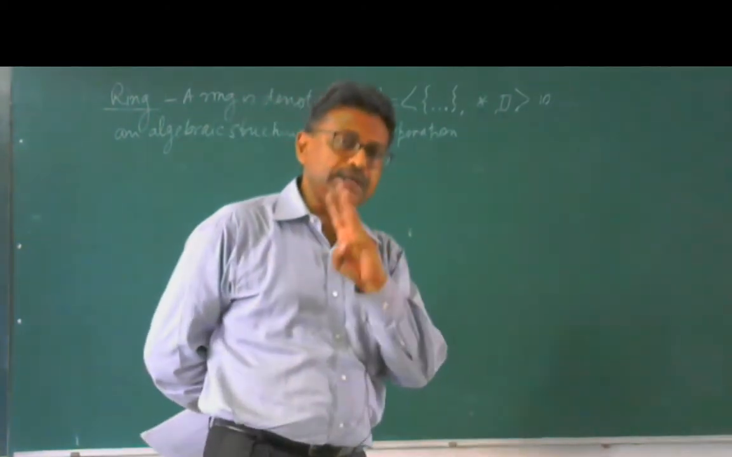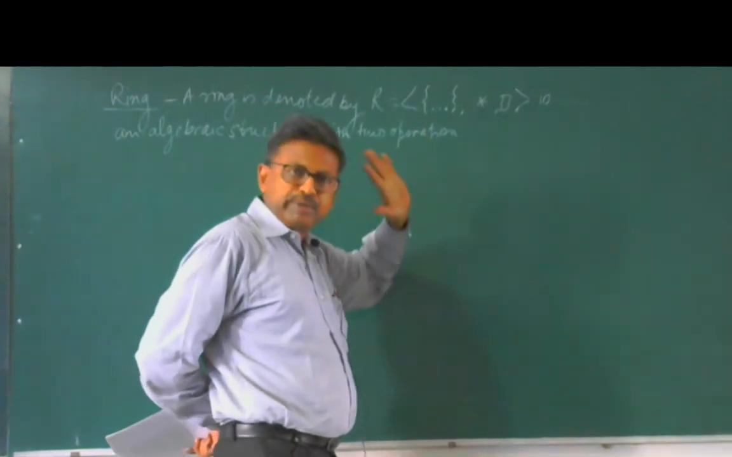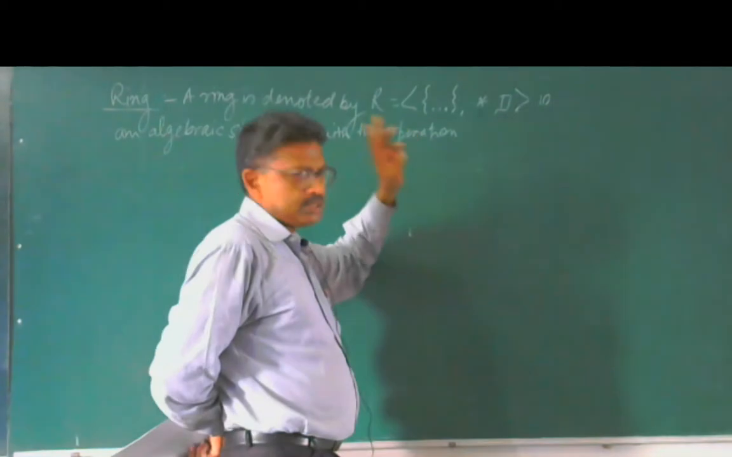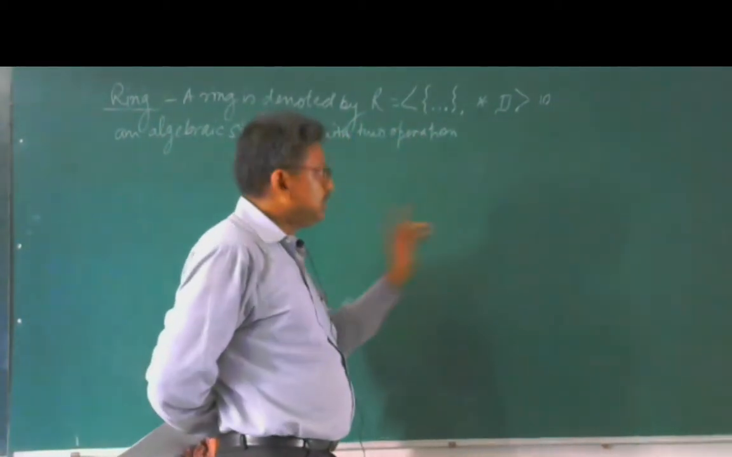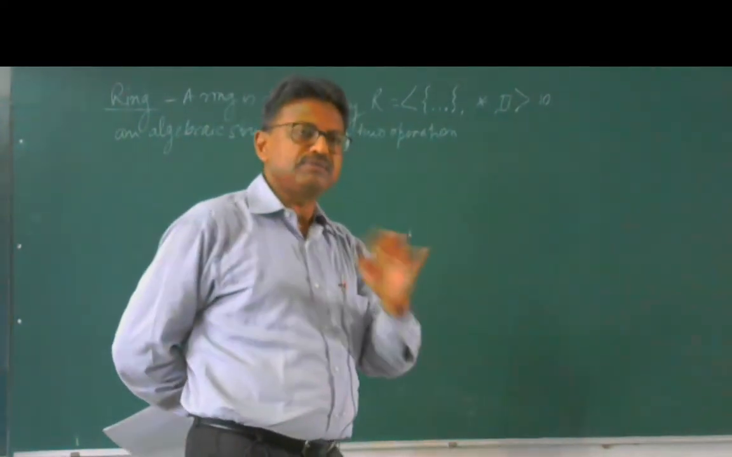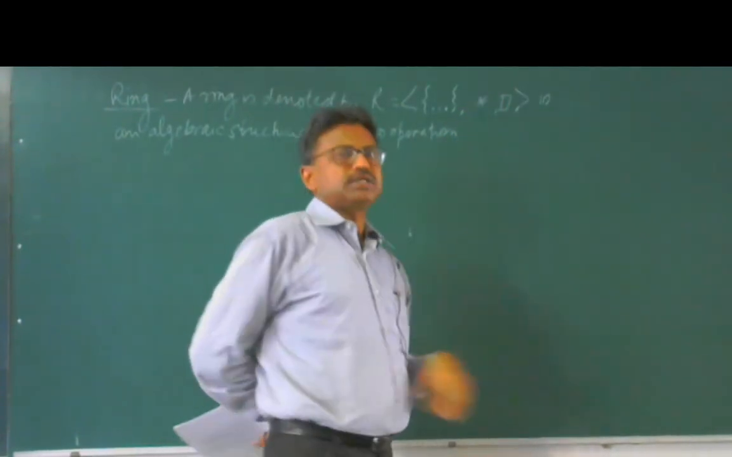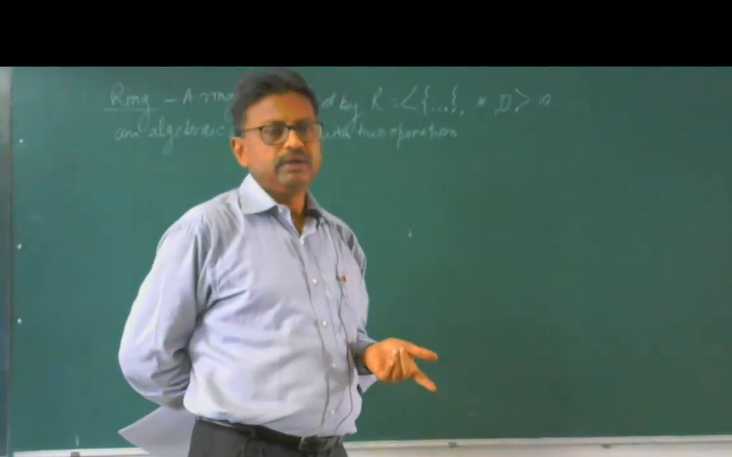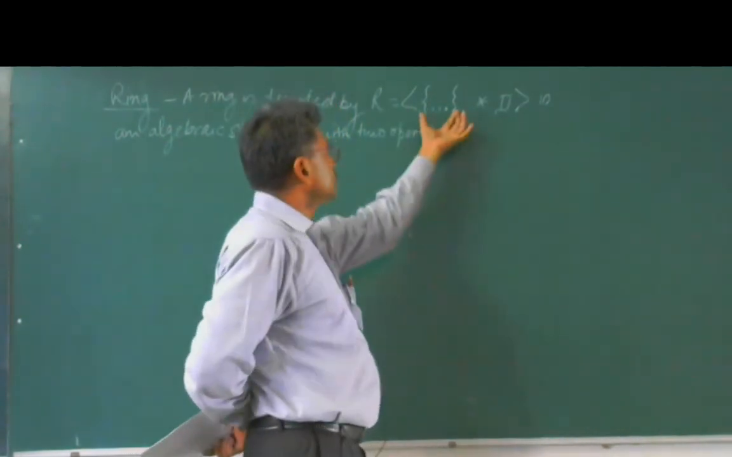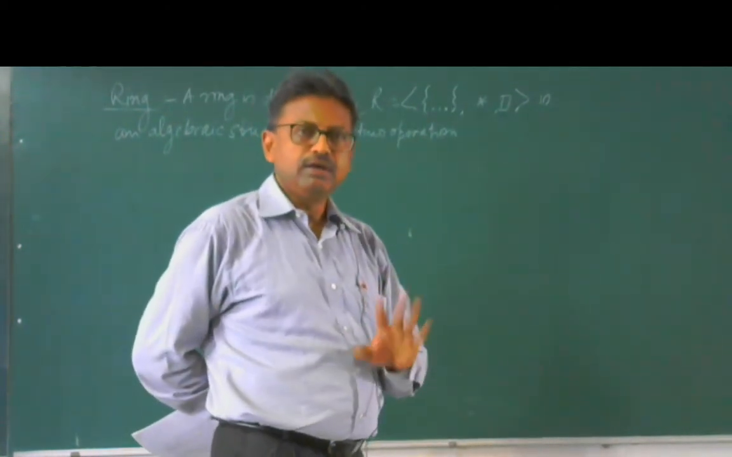It means there are three conditions. The first condition is the first operator must satisfy the five properties of an abelian group, that is closure, associativity, inverse, identity, as well as commutative. The second operator must satisfy the closure property as well as associativity, and both operators should satisfy the distributive property. If all these three are satisfied, then a particular set along with these two operators can be called a ring, otherwise not.